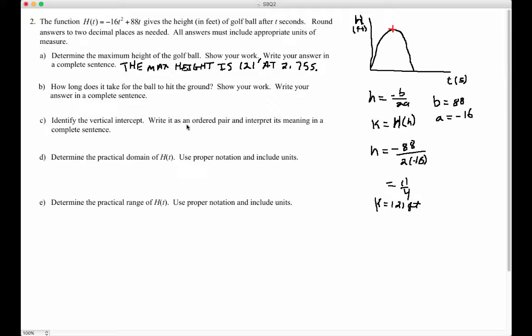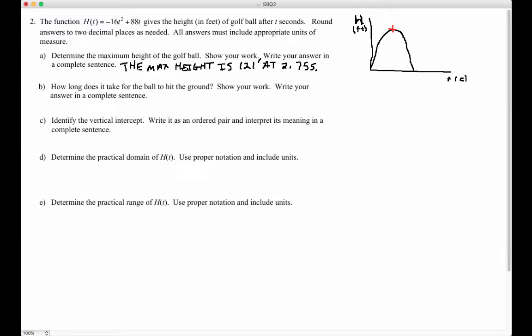Okay. How long does it take for the golf ball to hit the ground? Show your work, write your answer in a complete sentence. Okay, well, if we want to find out how long it takes the golf ball to hit the ground, then what that asks for us is that we need to find out what this particular point right here is. In other words, where it crosses the x-axis. What is that value right there? Let's do that in red, because that's an important point. Okay, so let me fix up my piece here that I erased.